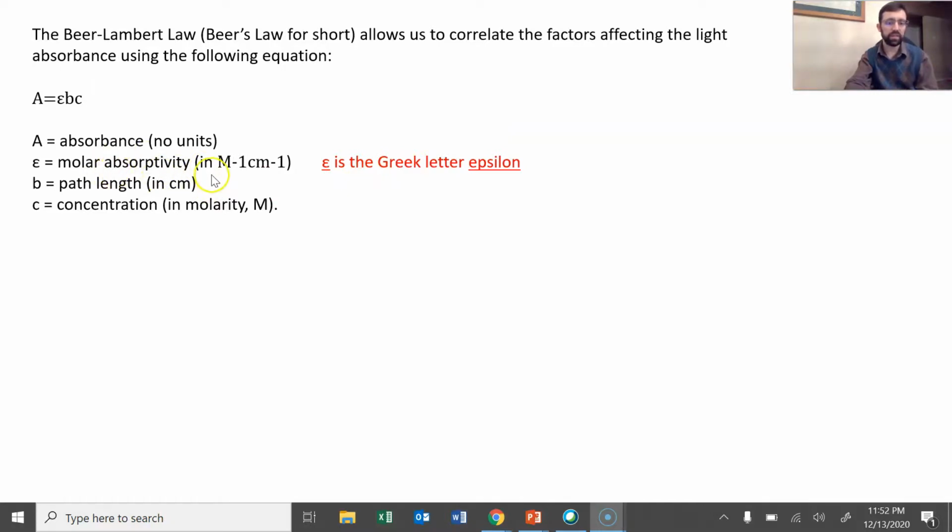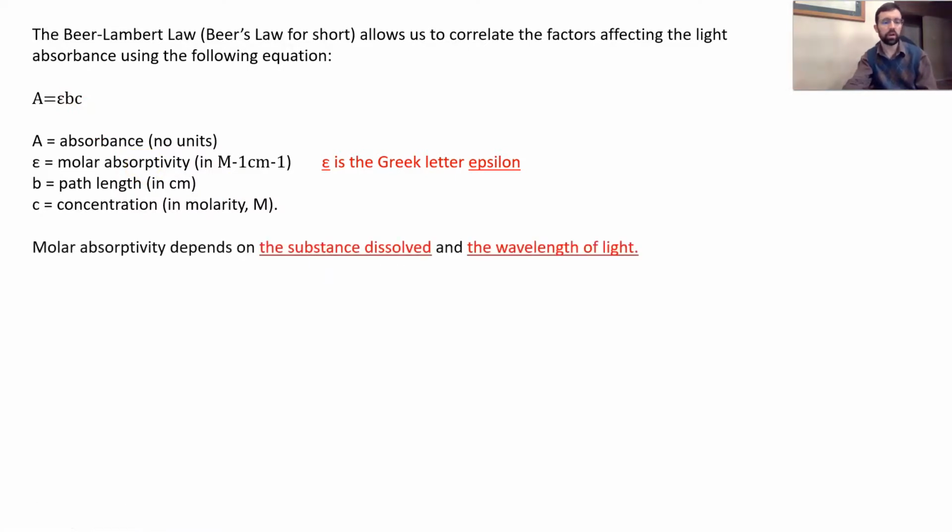That's molar absorptivity, which is inverse molars per centimeter. So that should be M to the -1, cm to the -1 power. b is the path length, usually in centimeters, and c is concentration given in molarity. So A equals absorbance equals absorptivity times the path length times the concentration. Molar absorptivity depends on the substance dissolved and the wavelength of light that is used.